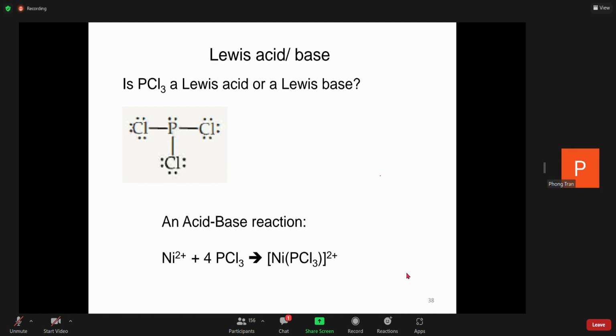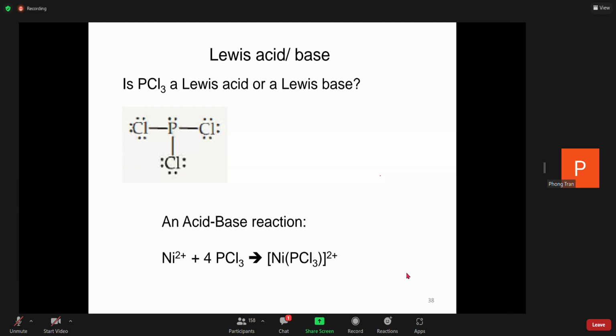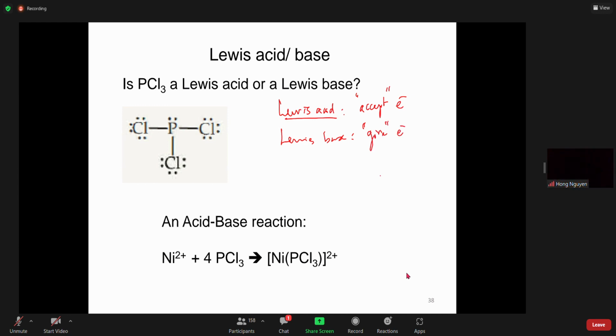So actually we know that by definition, a Lewis acid is a compound that can accept electrons. A Lewis base can give electrons. Okay.